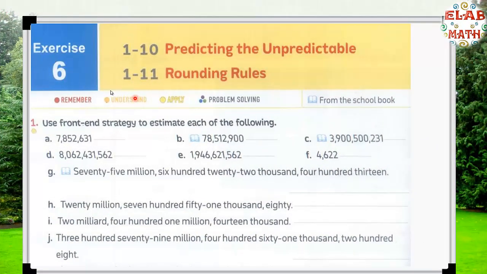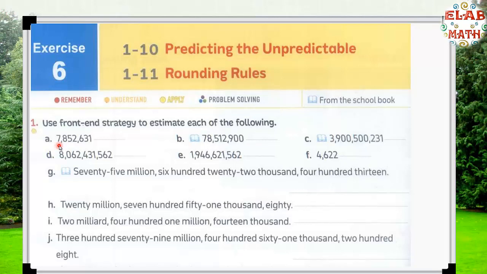Now we will solve exercise 6. First question, use front end strategy to estimate each of the following. Front end strategy means you should look at the first digit. As we said, leave the first digit without a change, from left to right.